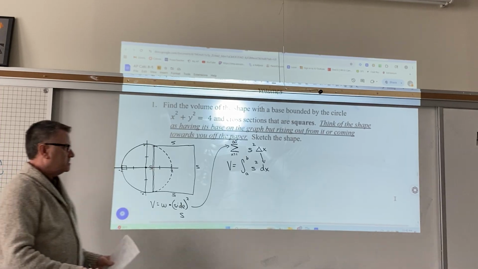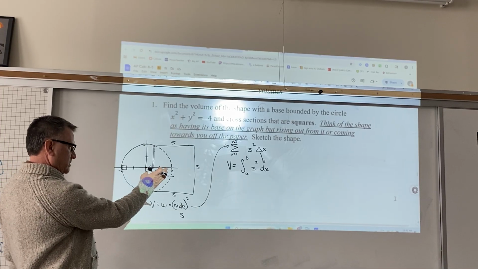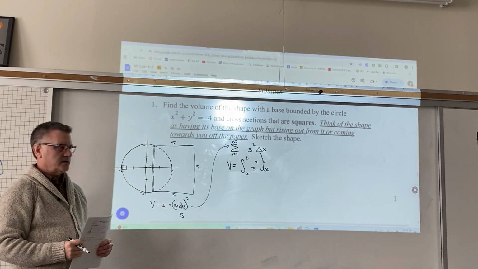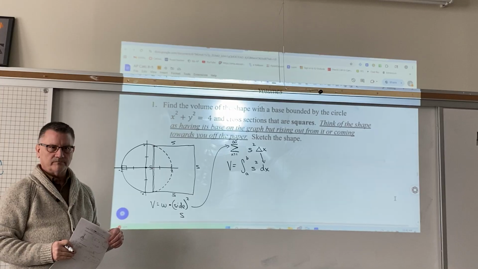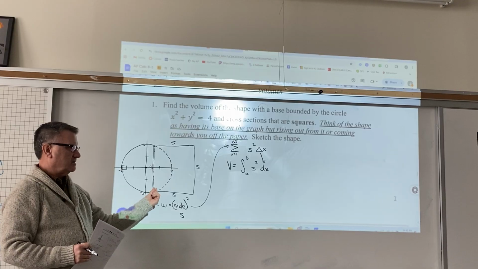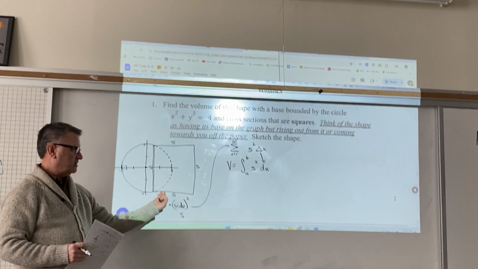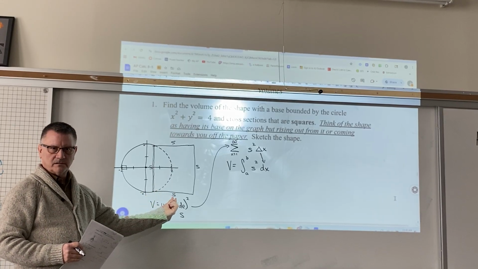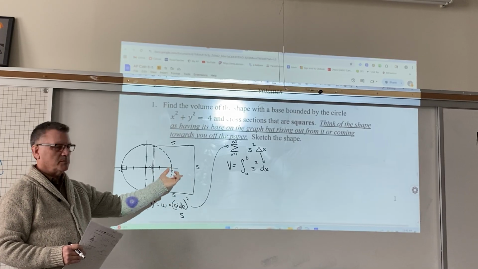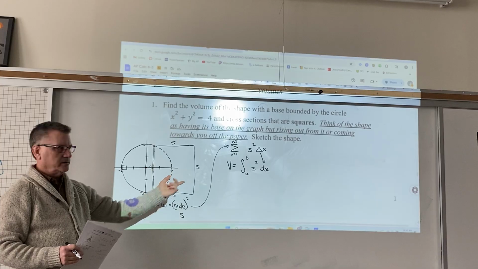Okay, so let's stop. Does that make sense that that's the area of a square? Side times side? And then because we're doing volume, each of these have a little bit of thickness. We're gonna be consistent on thickness of dx. So basically it's just the area.